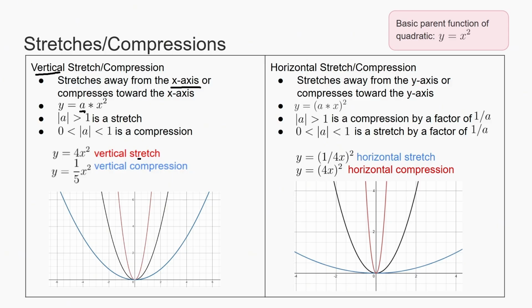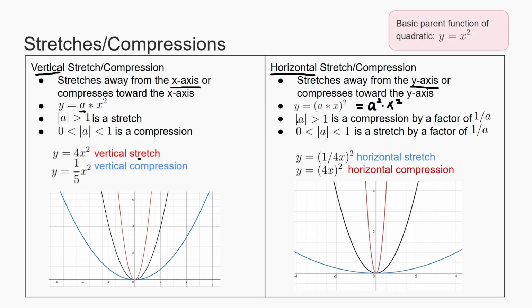Next, we have horizontal stretch and compression. Horizontal means that we're stretching or compressing away from our y-axis. So in this case, we have y equals a times x, all squared, and this a is inside the parentheses. So this really becomes a squared times x squared.